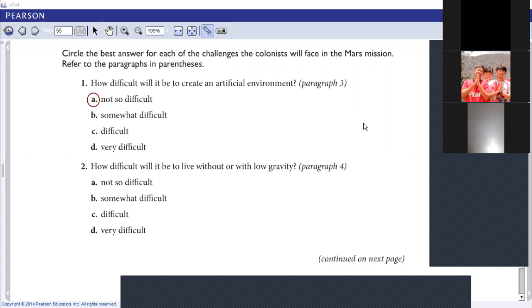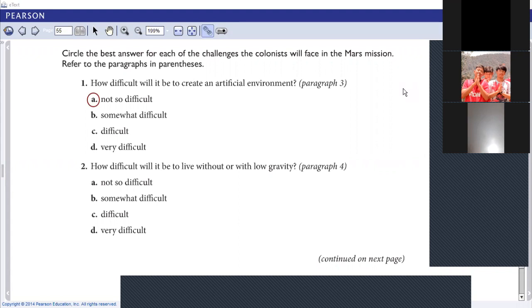If you look at paragraph 4, we're talking context-wise. Even if your answer is wrong, this is no problem. The whole idea is of speaking up. I appreciate you speaking up. Anyone would like to try number 2? How difficult? Is it not so difficult, somewhat difficult, difficult, or very difficult? B. Actually, it said difficult. Interesting, yeah?